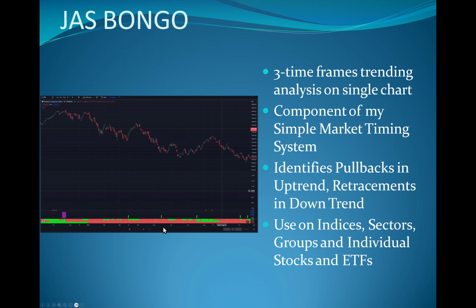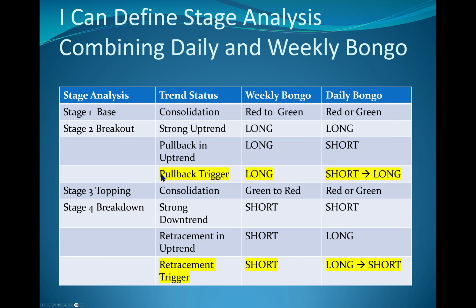Now, I mentioned the Weinstein model, so I wanted to figure out, could I combine some of my tools and give me a way of scanning for stocks in the various stages? Well, I look at trend status, and here's your consolidation, whether it's a stage 1 base or stage 3 topping, uptrends and downtrends. And in a strong uptrend, both the weekly bongo and the daily bongo are long. In a downtrend that's strong, the weekly bongo is short and the daily bongo is short.